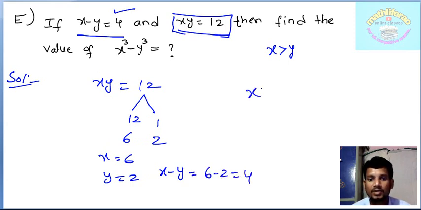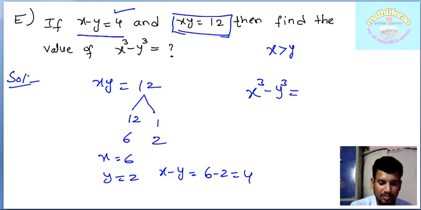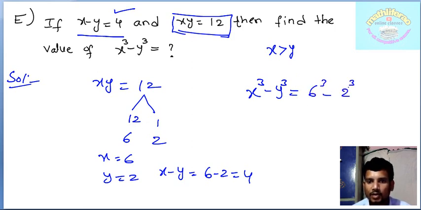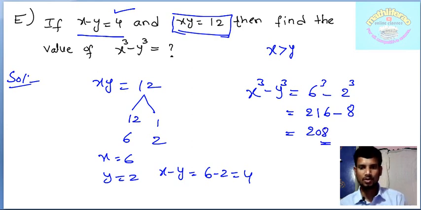Then find the value x cube minus y cube. x value 6 cube minus y value 2 cube. 6 cube value 216 minus 2 cube value 8. 216 minus 8 is 208. This is your answer. So in algebra, if this type of questions come, we should do the same method.